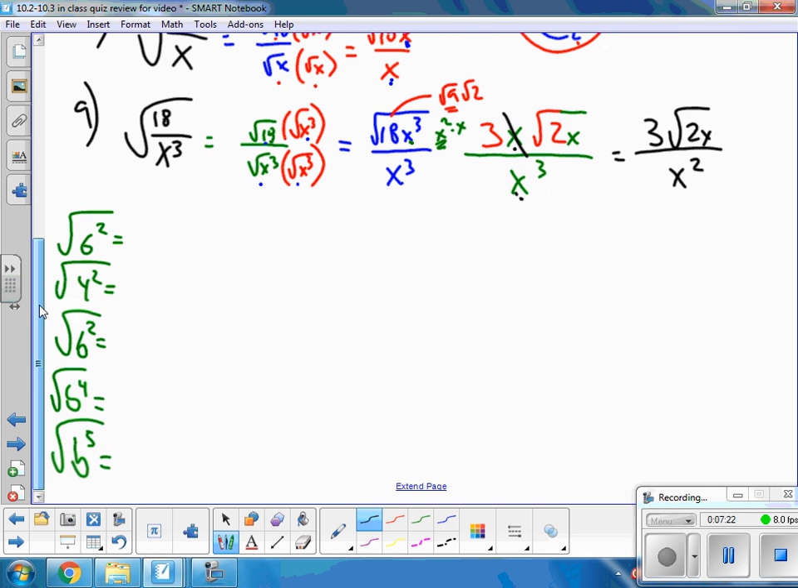I've got these guys over here to kind of remind us a little bit about what these look like. I'm looking for pairs. So square root of 6 squared is 6. The square root of 4 squared, because 4 squared is 16, and the square root of that is back down to 4. This is b squared, so the square root of b squared is going to be b. The square root of b to the fourth is going to be b to the second, because there's 2 pairs in there. The square root of b to the fifth is going to be b squared, with 1 left over. So 2 pairs and an apple. And an apple. Oh my goodness, that's so crazy.